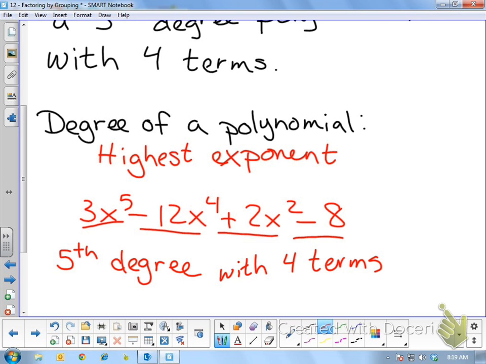Okay, so 5th degree polynomial with 4 terms. Sometimes when we count the terms, we can give it a special name. So if it has 3 terms, we could call it a trinomial. Or 2 terms, we could call it a binomial. When there's 4 terms, it sounds kind of awkward to say quadnomial. So we usually just say 4 terms. Or quintinomial, hexanomial. Those all sound kind of weird.